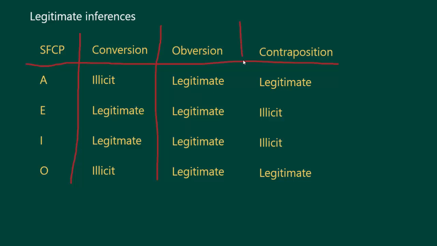So then if we look in the obversion category, we'll notice that obversion always gives us a logically equivalent sentence. And so in any argument in which an A proposition, E proposition, I proposition, or O proposition is a premise, and the relationship between it and its conclusion is that of obversion, then we would have a valid argument.